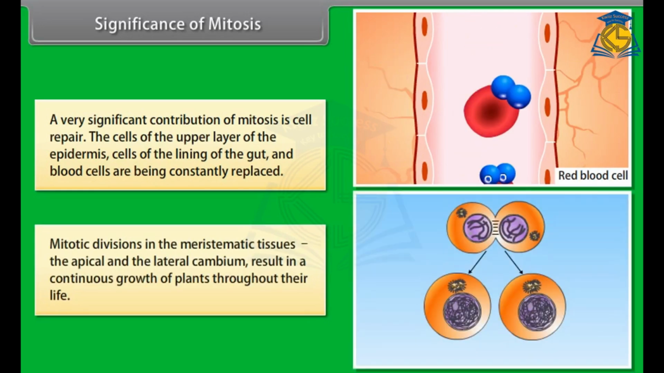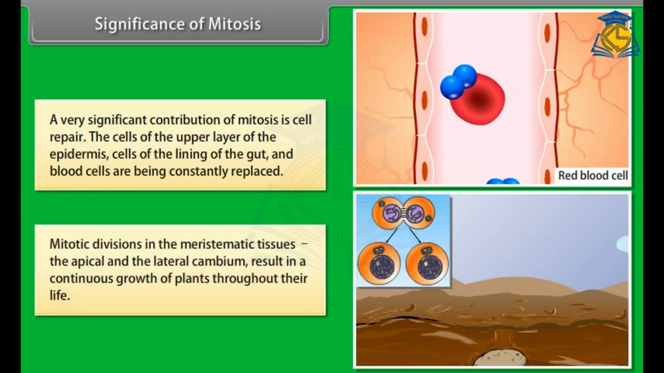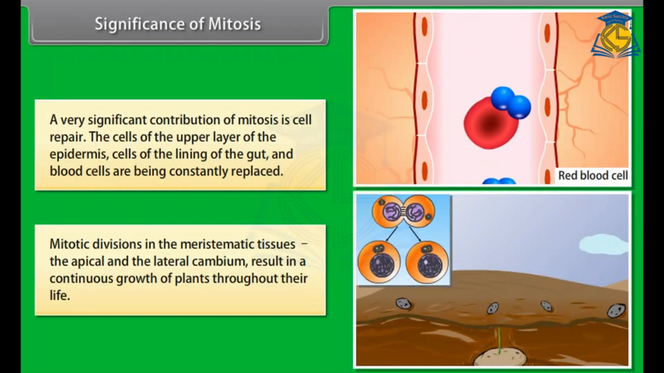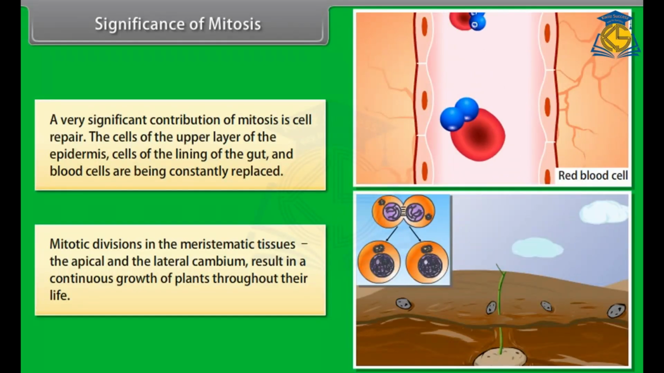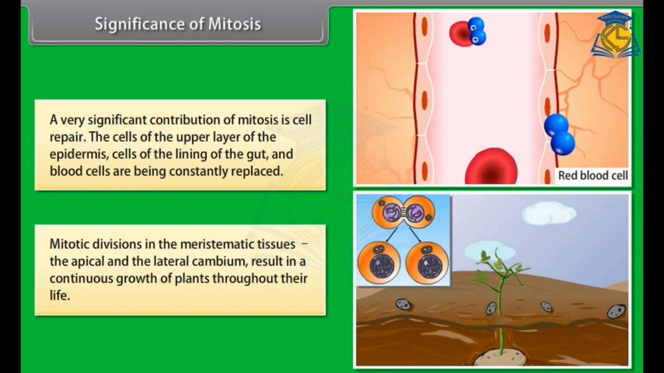Mitotic divisions in the meristematic tissues, the apical and the lateral cambium, result in a continuous growth of plants throughout their life.